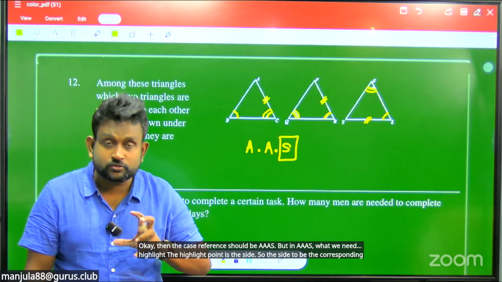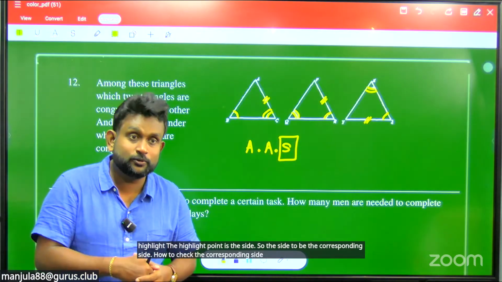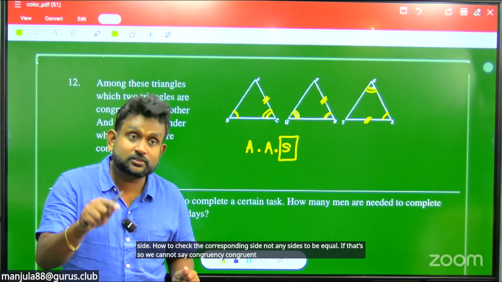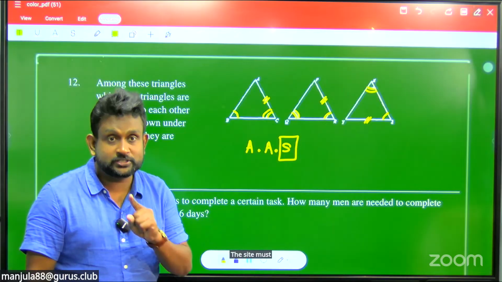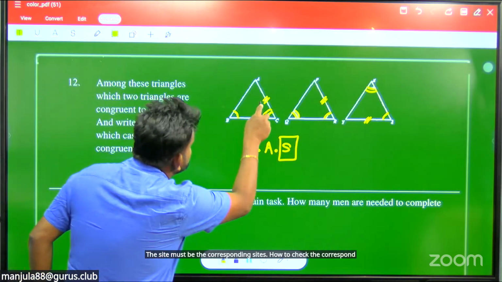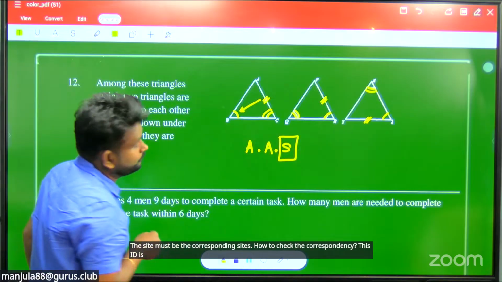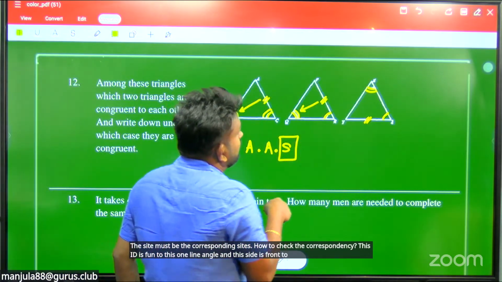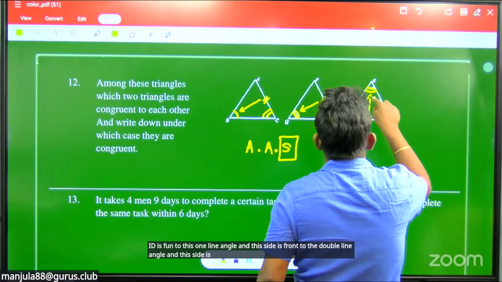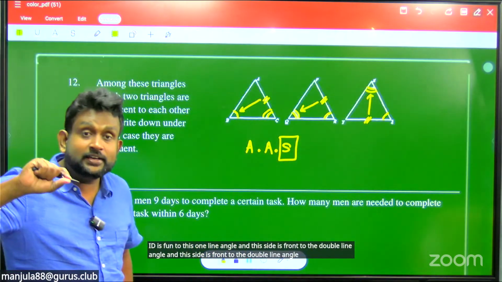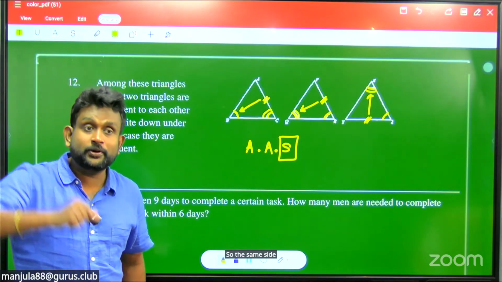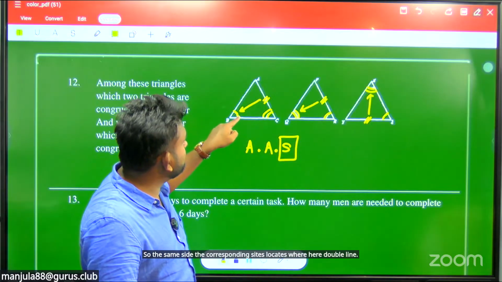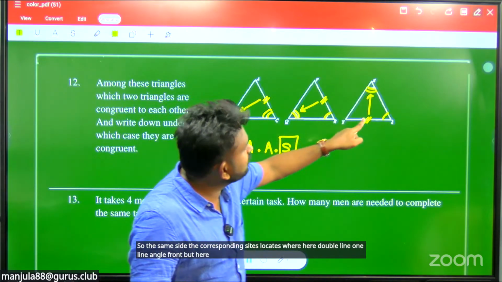How to check the corresponding side? Not any sides to be equal. If that's so, we cannot say congruency. The side must be the corresponding side. How to check the correspondence? This side is in front of the one-line angle, and this side is in front of the double-line angle, and this side is in front of the double-line angle. So where does the corresponding side locate? Here double line, in front of the one-line angle, but here double line angle, here also double line angle.